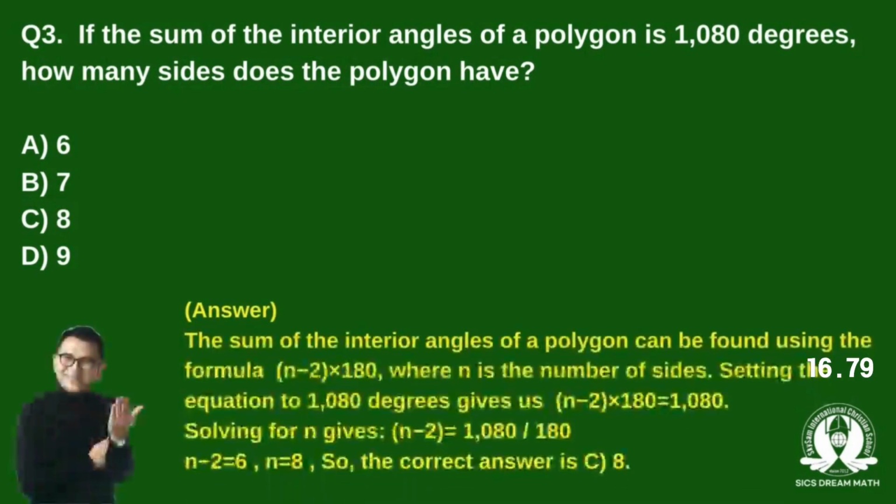The sum of the interior angles of a polygon can be found using the formula (n minus 2) times 180, where n is the number of sides. Setting the equation to 1080 degrees gives us (n minus 2) times 180 equals 1080. Solving for n gives n minus 2 equals 1080 over 180, n minus 2 is 6, n equals 8. So, the correct answer is C, 8.